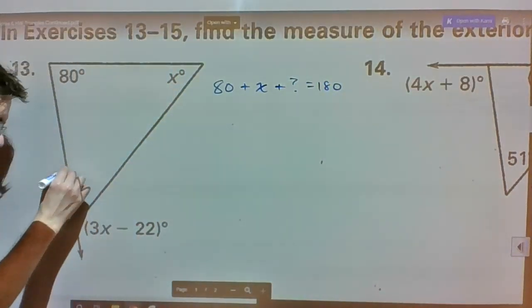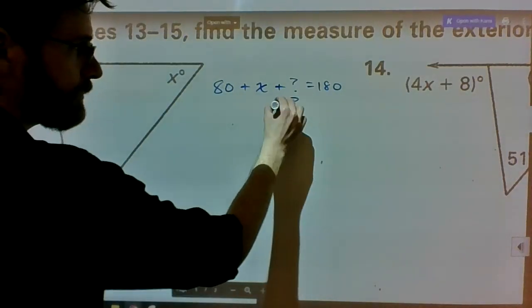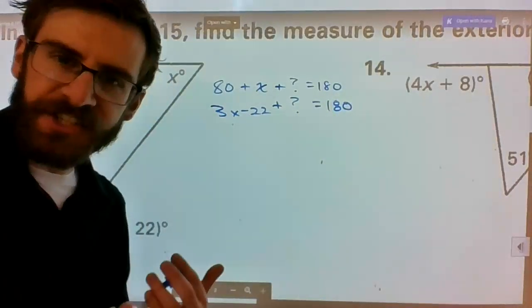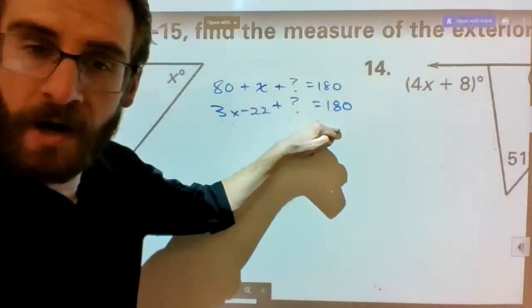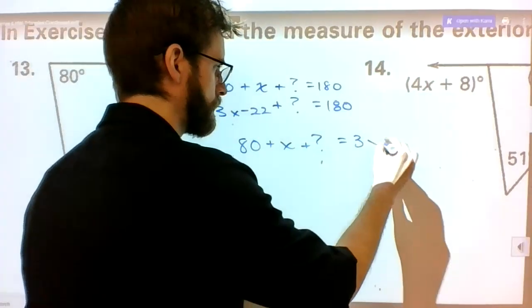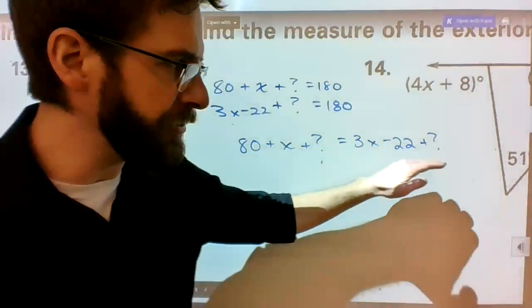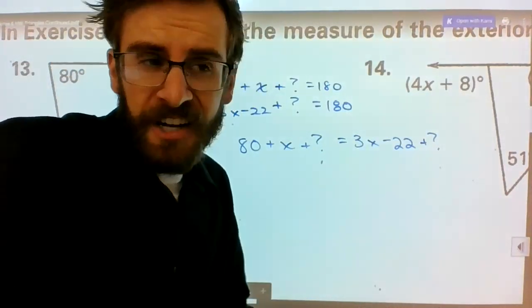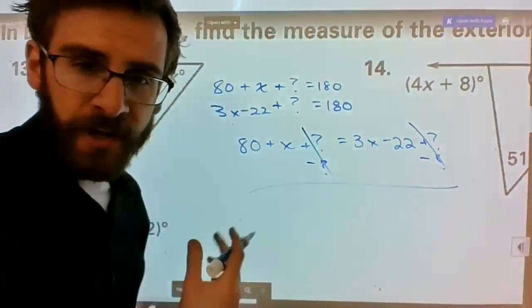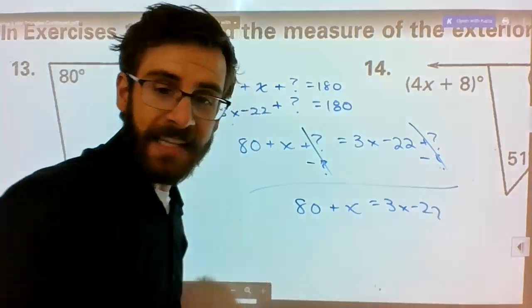But these 2 angles together also must add up to 180. So that question mark plus 3x minus 22, it has to equal 180. So bottom line is this is what's happening. If these both equal 180, then they have to equal each other. And if they have to equal each other, that means they share this question mark, which means I could say, well, I've got an equation. If I want to solve it, I could subtract that question mark from both sides and get rid of it altogether, which means 80 plus x equals 3x minus 22 is ultimately the equation we have to solve.